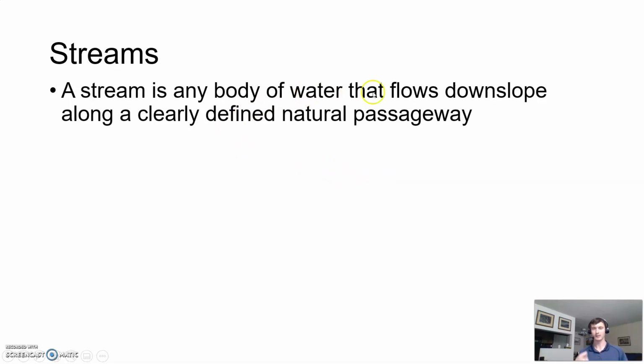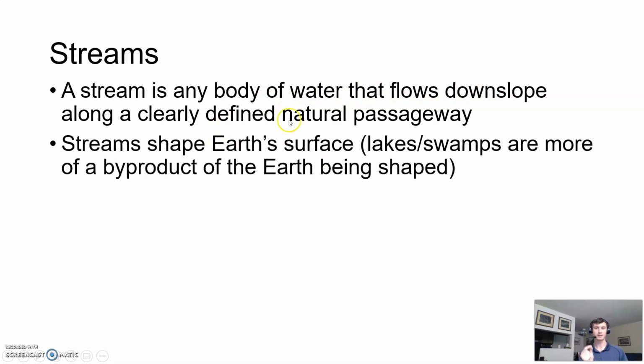A stream is any body of water that flows downslope along a clearly defined natural passageway, so through a channel. These shape the Earth's surface, whereas lakes and swamps are more of a byproduct of the Earth being shaped by some other force, some other driver.